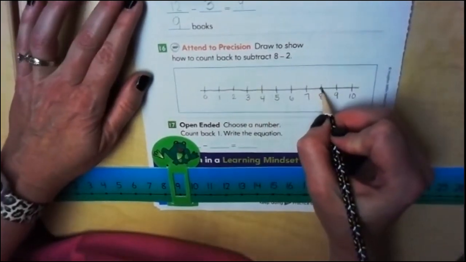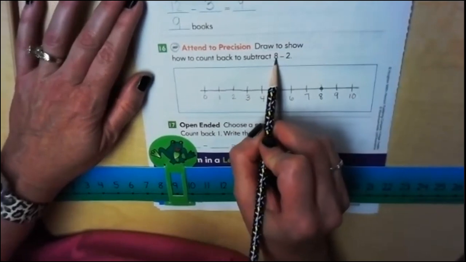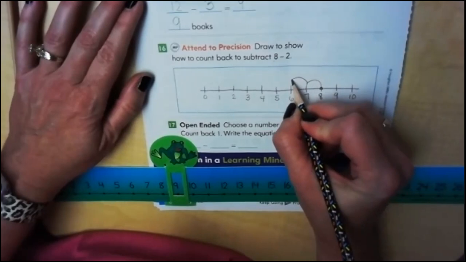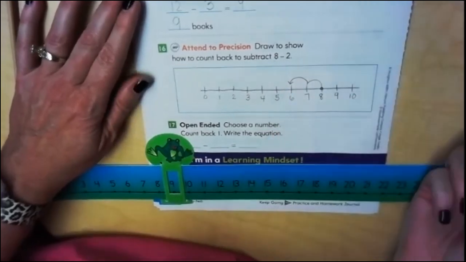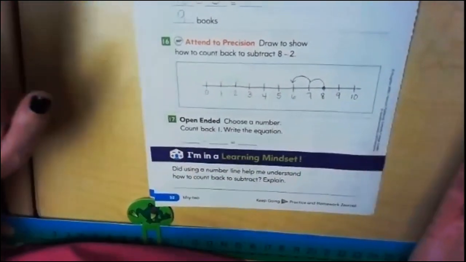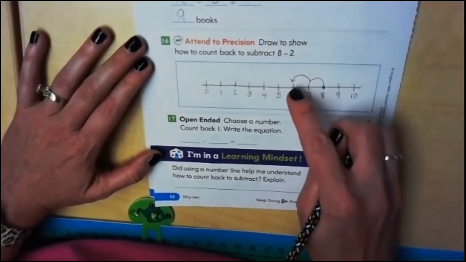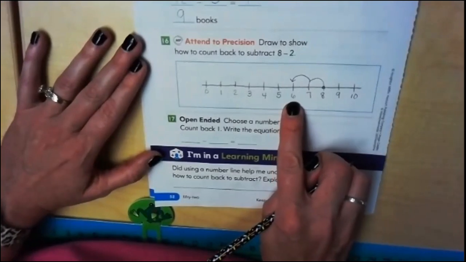Okay, so we're going to start with this big number right here, 8. I'm going to start with 8. And it's telling us to jump back 2. So we're going to jump 1, 2. Oh, and we land on the number 6. So I don't even need this guy because we did it ourselves. Good job. So 8 minus 2 equals 6.